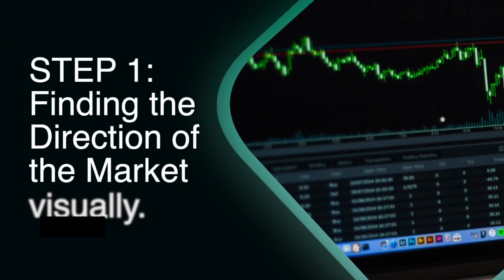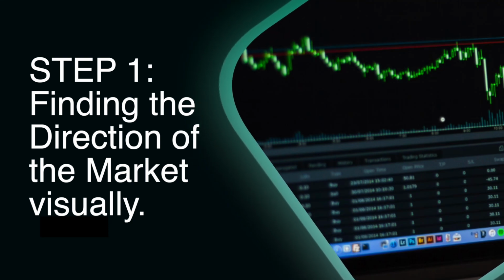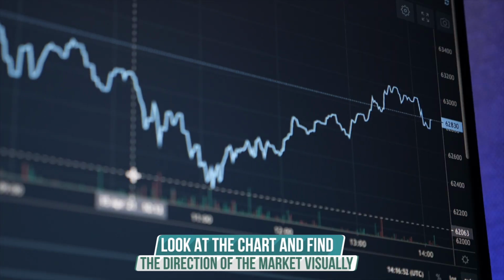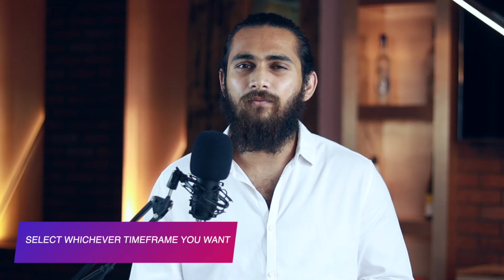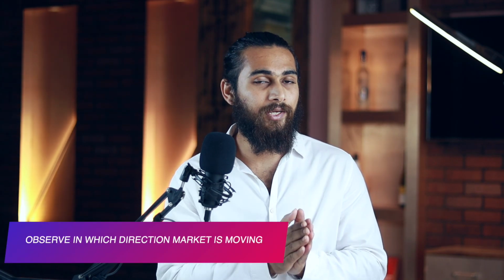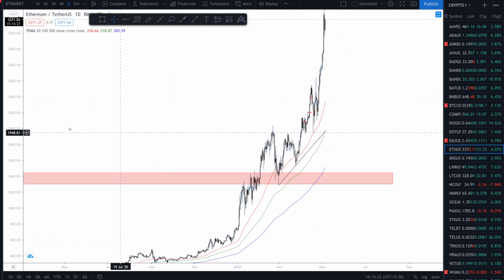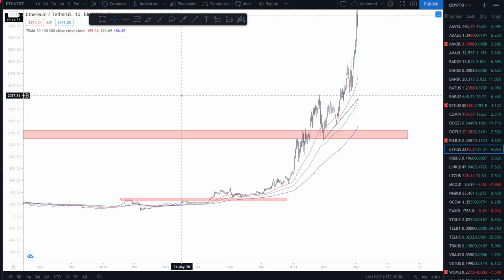So the first step is finding the direction of the market visually. The very first thing you have to do is look at the chart and find the direction of the market visually. Like, is the market moving up or is the market moving down? And for that, select whichever time frame you want and then zoom out. Observe in which direction the market is moving. Like here on Ethereum US dollars daily time frame, if we zoom out, we can see the current direction of the market is up.